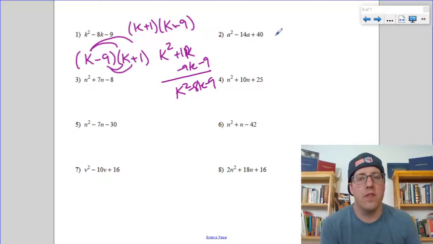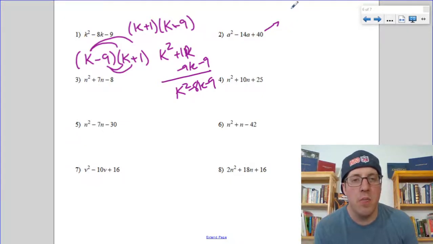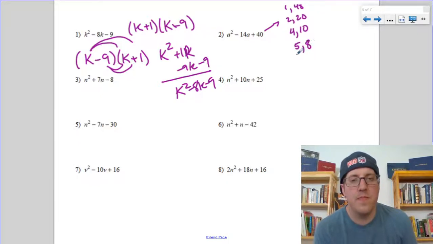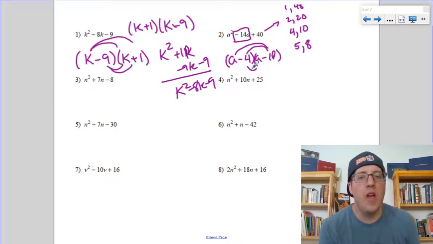So your thought process on this is to look first at the last number, the constant term, and to say what things could multiply to make that number. Well, to make 40, you could do 1 times 40, 2 times 20, 4 times 10, or 5 times 8. So is there any way that those can make negative 14? Well, if I did a minus 4 times a minus 10, that would multiply out. The lasts would be plus 40, and the negative 4a and the negative 10a would add to make negative 14.